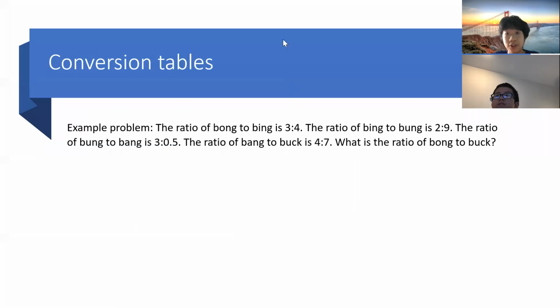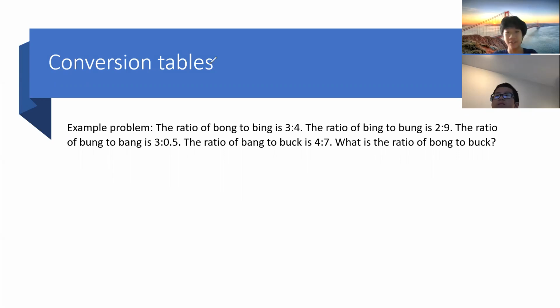Now let's go on to conversion tables. To explain this topic, we're going to have this example problem from the placement test. Ratio of bong to bing is 3:4. Ratio of bing to bung is 2:9. The ratio of bong to bang is 3 to 0.5. Ratio of bang to buck is 4 to 7. What's the ratio of bong to buck?